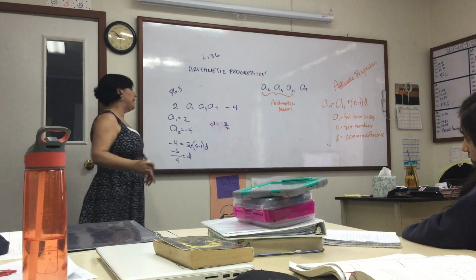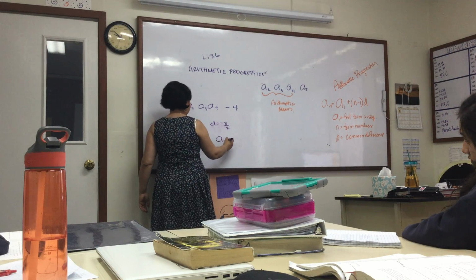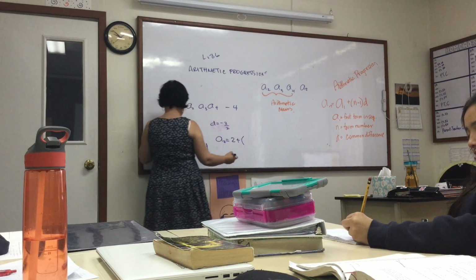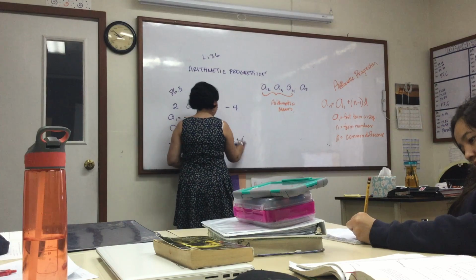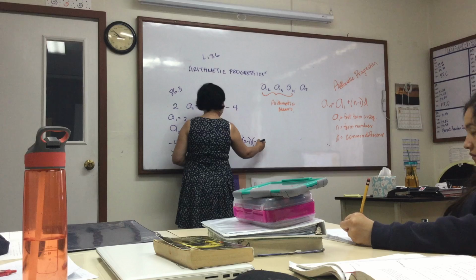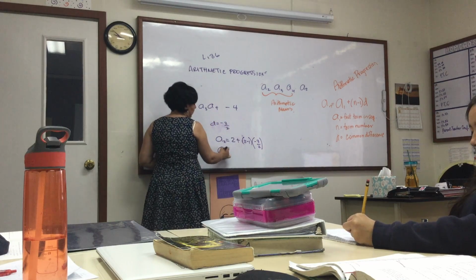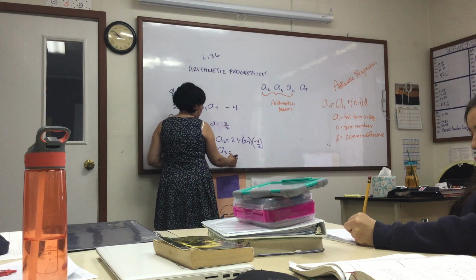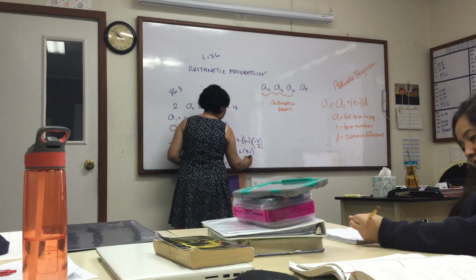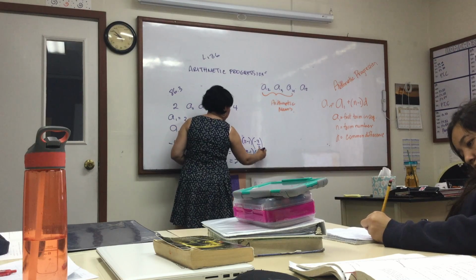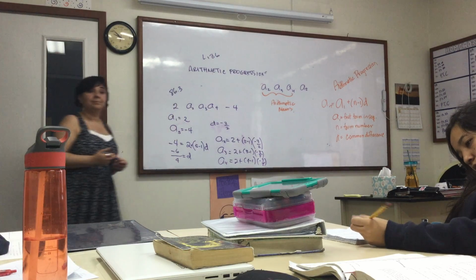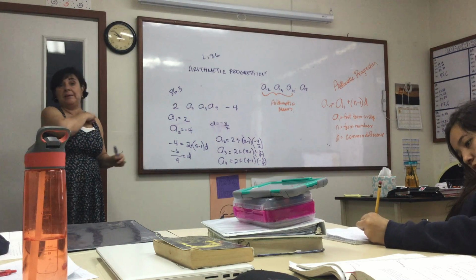So now we can find a sub 2. Because it's going to be 2 plus 2 minus 1 times d, which is negative 3 halves. And a sub 3 and a sub 4 consecutive, right? 2, 3 minus 1, 4, 4 minus 1. Okay? Questions? We're good? Trying to make this as short as possible.